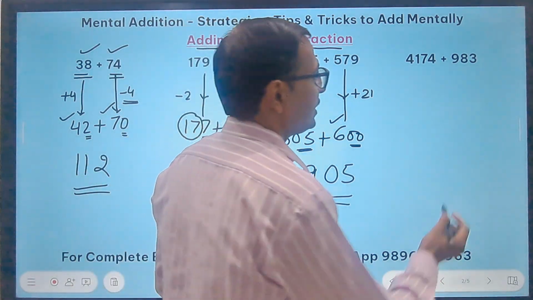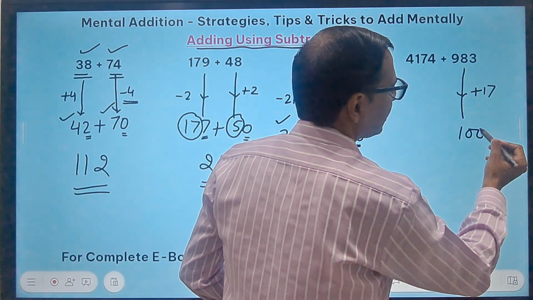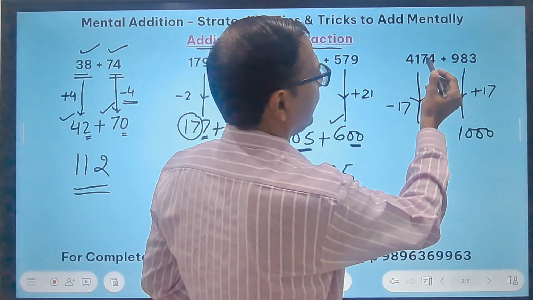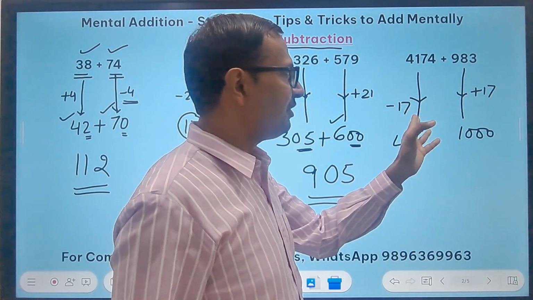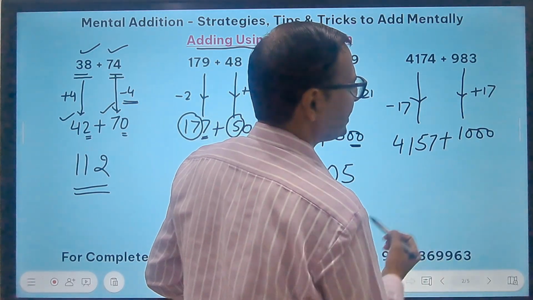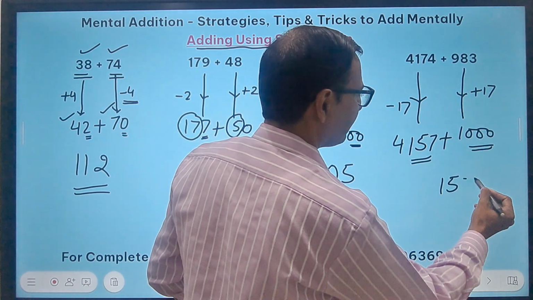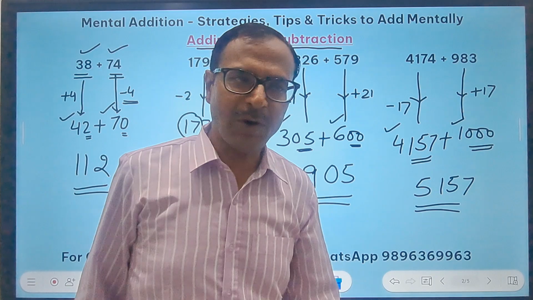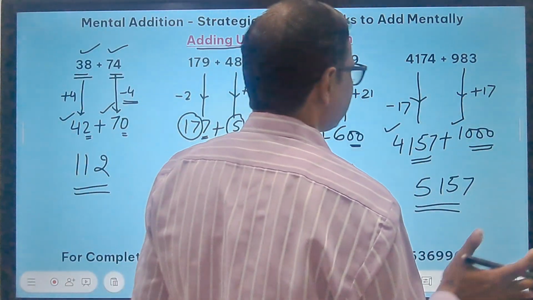4174 plus 983. Oh, this is very close to 1000. So plus 17 gets me 1000. So I have to do minus 17, the complementary operation. So if I do minus 17, 4100 is not going to change. 74 minus 17 is 57. So I'll write 57 here. Now add these. The 3 digits are not going to change. 157, and the 4 plus 1 gets me a 5. 5157 is the sum of these two big numbers. Doesn't it work beautifully, friends?